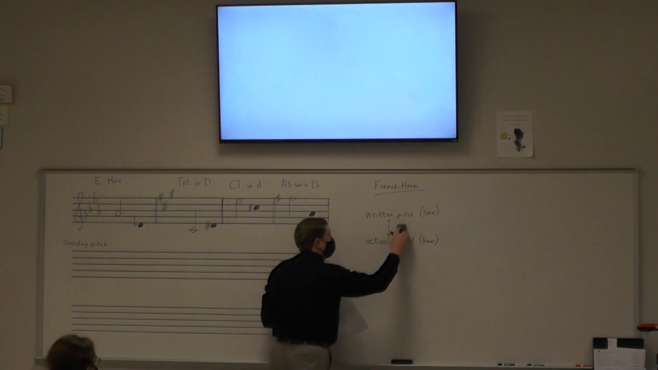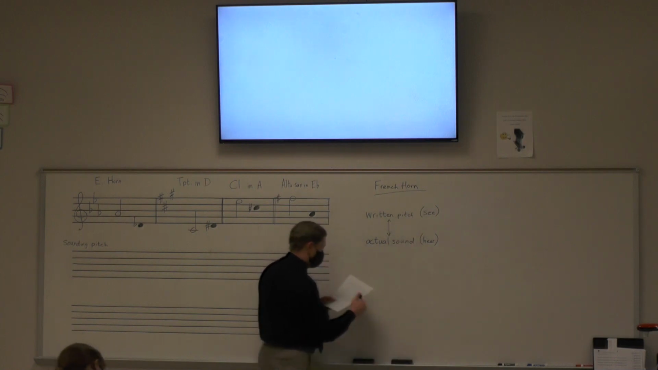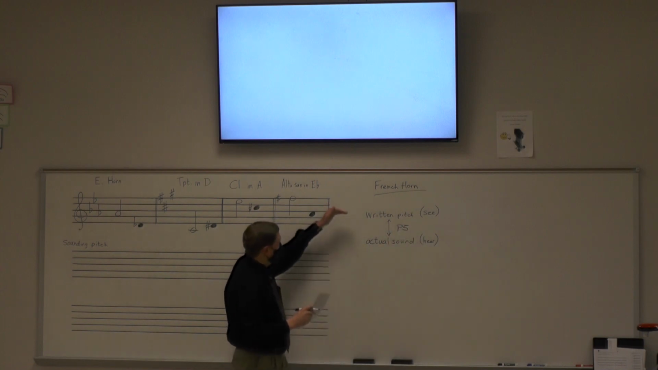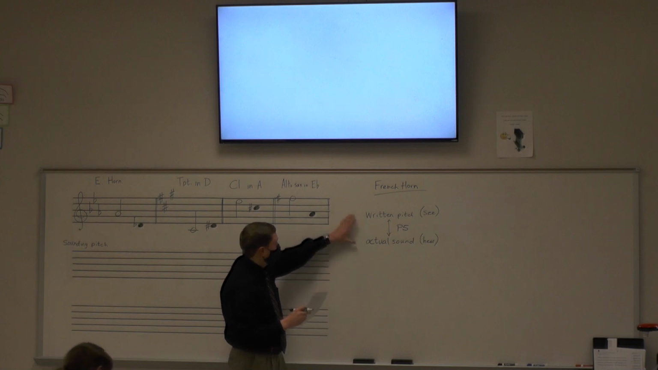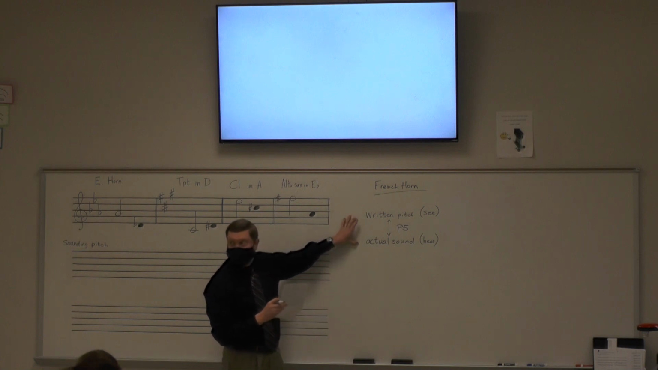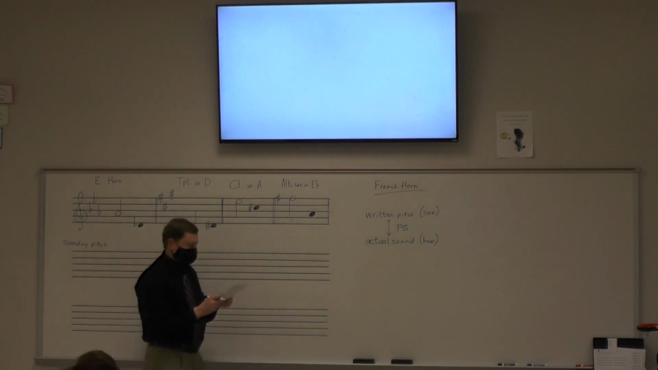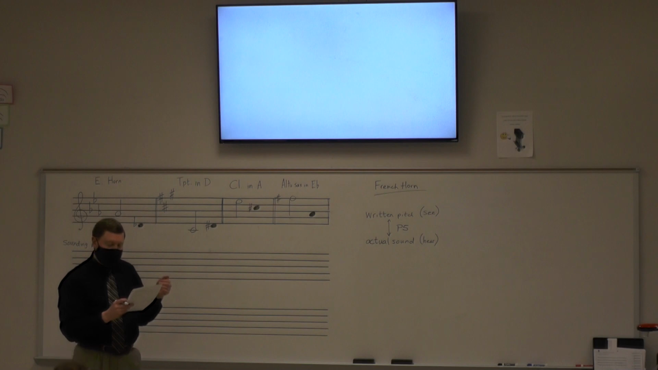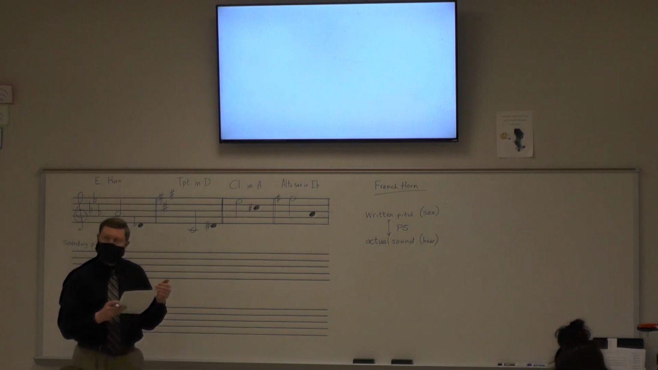We know that the actual sound of a French horn is a perfect fifth below its written pitch. So the distance between the notated pitch and the actual sound is a perfect fifth for a French horn. What this means is that we need to write the notes for a French horn a perfect fifth higher than we want them to sound.